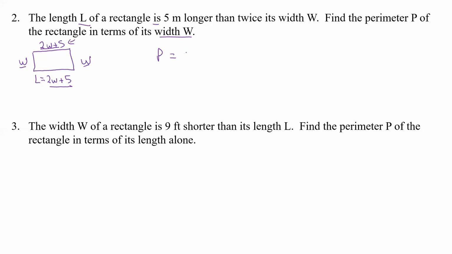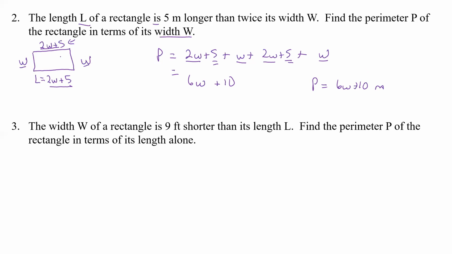So perimeter, we're just going to add up. So we'll start here, 2W plus 5 plus, we go here, W plus, go down here, 2W plus 5 plus, then we got that W. All right, well, we've got like terms. Okay, so here you have 2 plus 1 is 3, plus 2 is 5, plus 1 is 6. So it looks like 6W. Then we have 5 plus 5 is 10. So our perimeter then is 6W plus 10, and it's in meters.